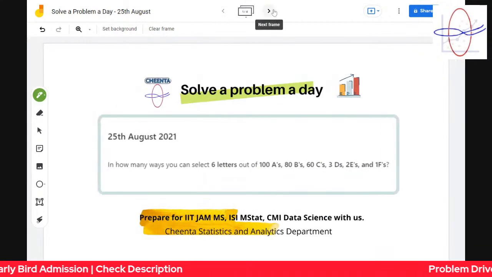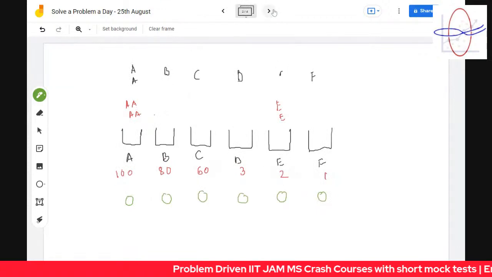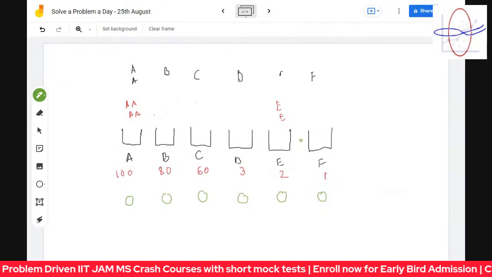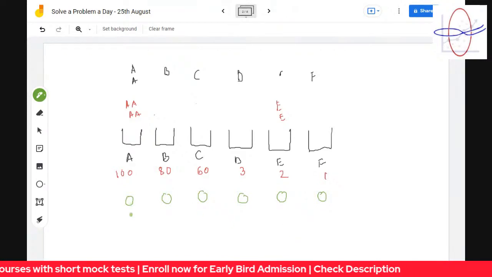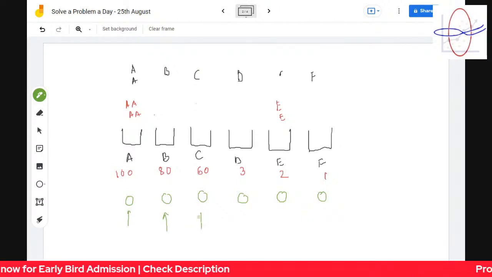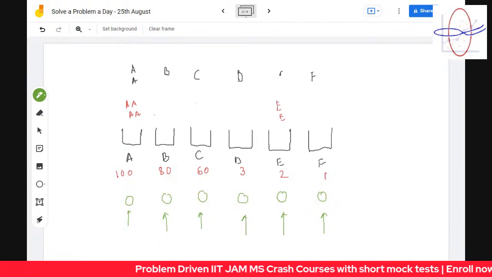You can go and see the thumbnail of this YouTube video to get the problem, so that you can see the problem while you're following the solution with me. So understand what you're trying to do. You're trying to see how many balls are coming from A, from B, from C, from D, from E, and from F, such that the sum is 6, right? So how to do that?